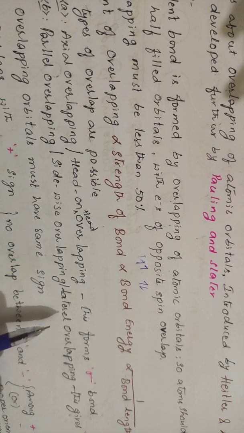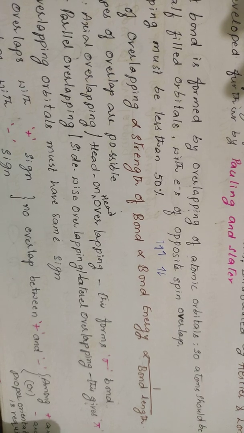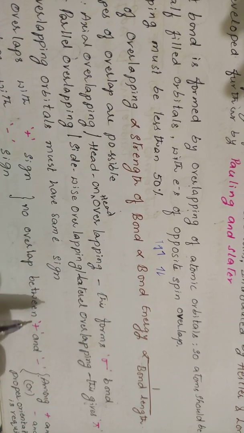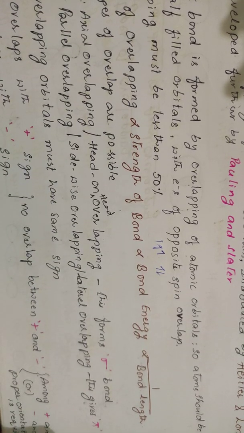whereas parallel overlapping means they will not overlap one on the other; it is called sideways overlapping, or lateral overlapping. Okay, parallel, sidewise or lateral overlapping results in the formation of the pi bond. See, axial overlapping results in the sigma bond, parallel overlapping results in the pi bond.